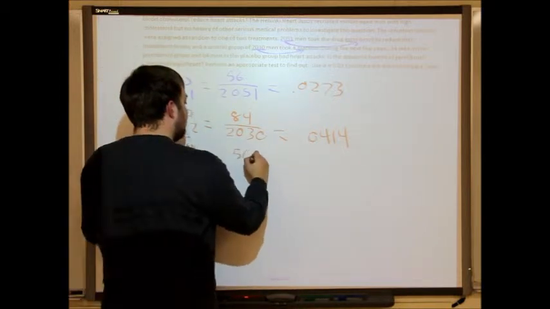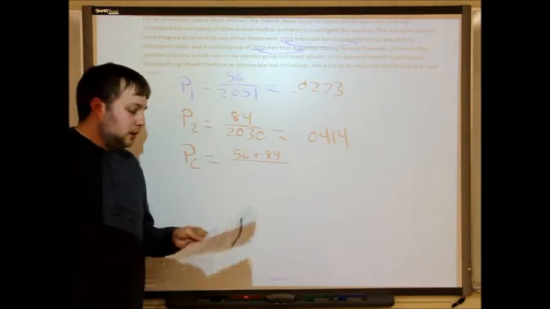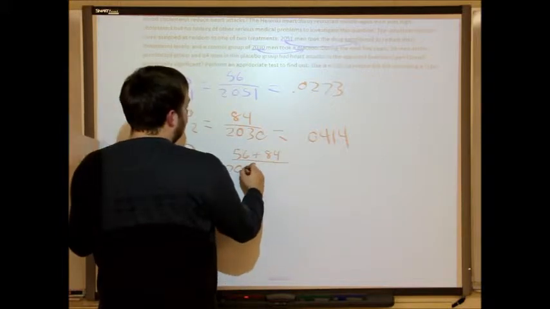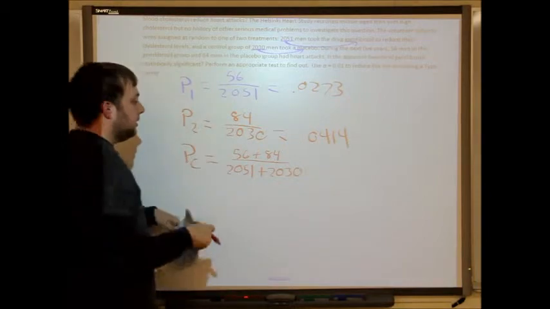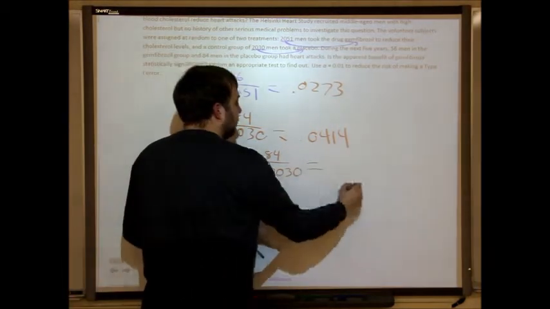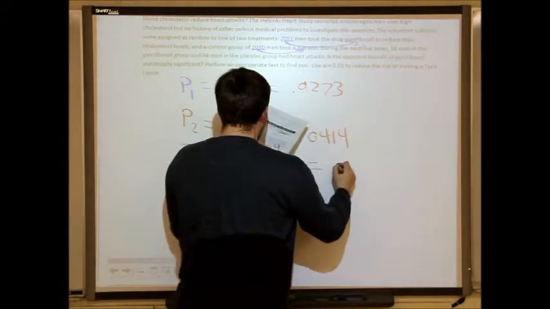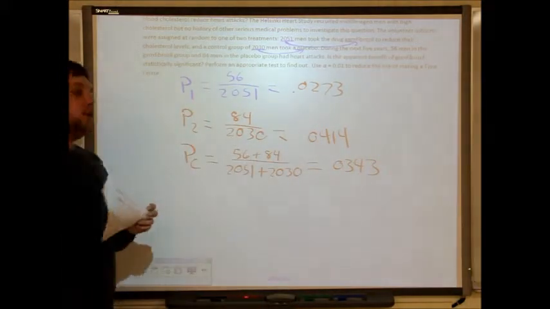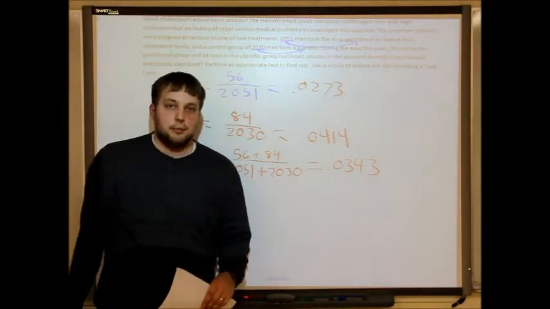So 56 plus 84, so how many people had total heart attacks, plus the total, so 2,051 plus 2,030 even. Okay, so if I add those together, I find basically what's the percentage combination. Well, that would be somewhere between the two at 0.0343. That is our best guess estimate at where it should be, right in the middle, right?